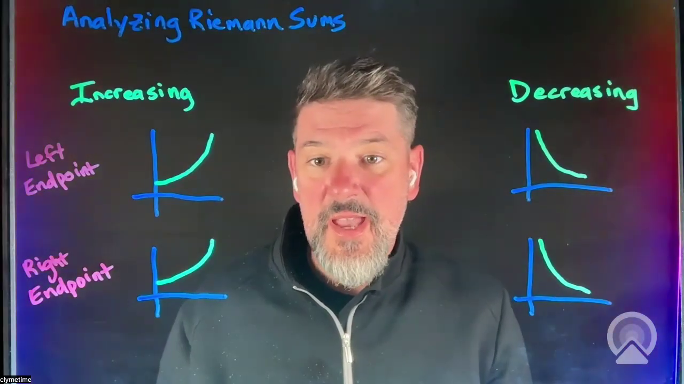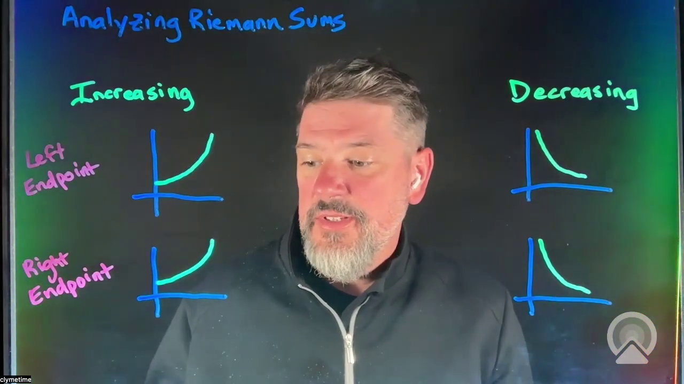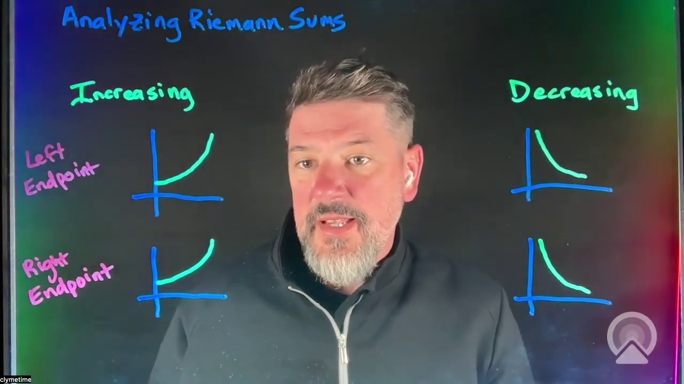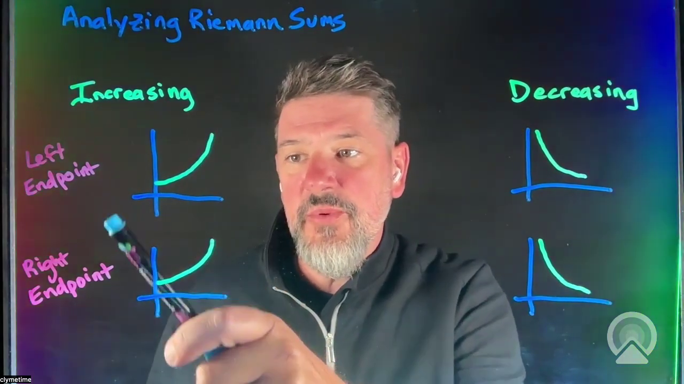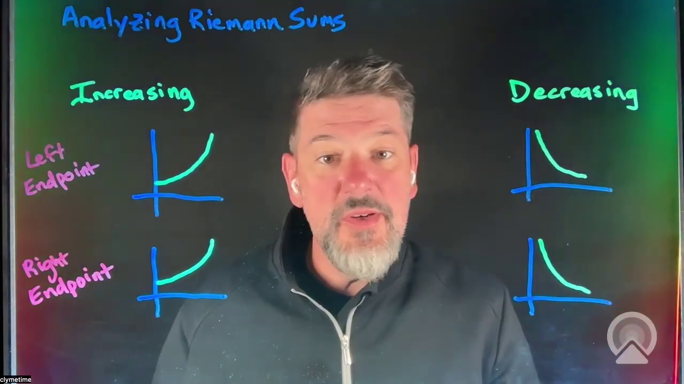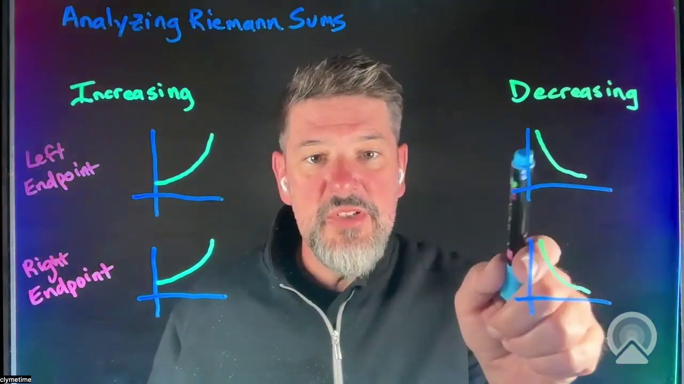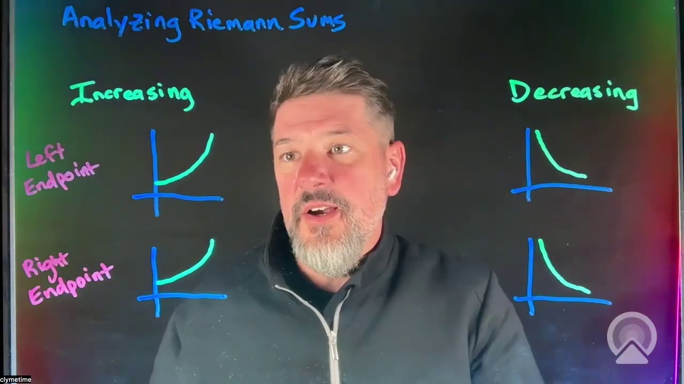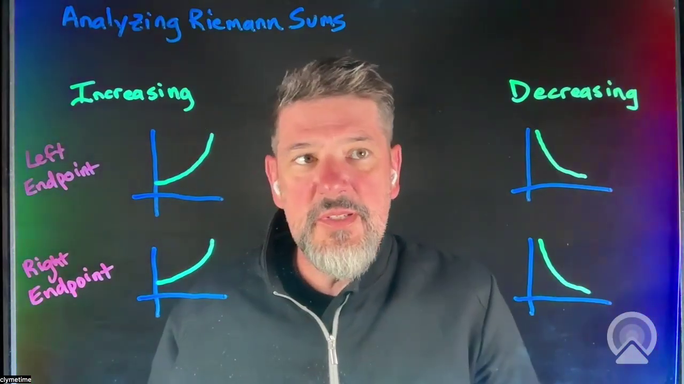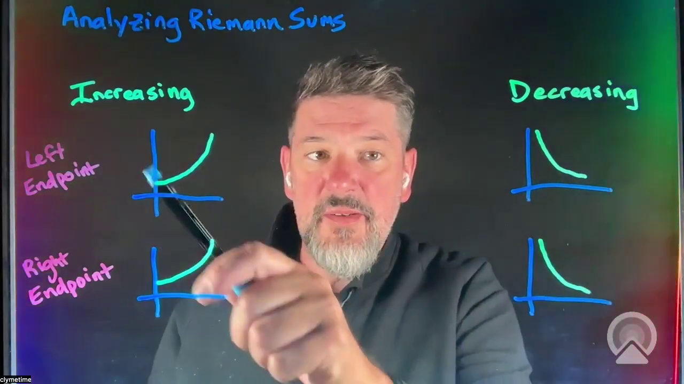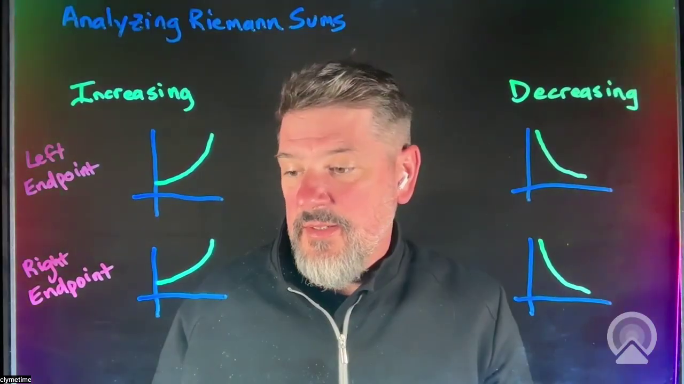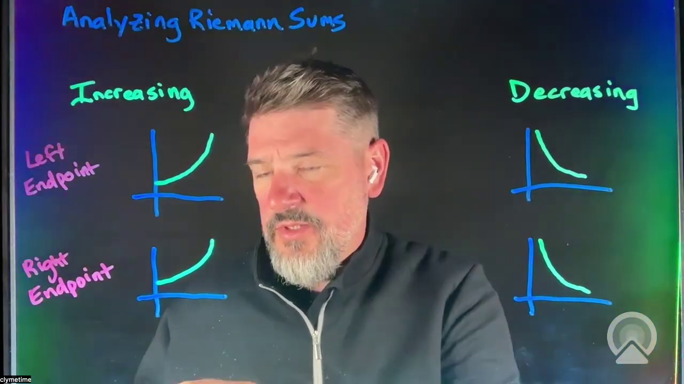So we'll start by looking at two factors. One factor is: is it increasing or is it decreasing? And the second factor is, are we looking at a left endpoint or are we looking at a right endpoint? It turns out that the area is always too big or too small depending on which quadrant you're in. Are you increasing in left endpoint or are you increasing in right endpoint? Or are you decreasing in left endpoint? Or are you decreasing in right endpoint? So which quadrant you're in determines what is true.